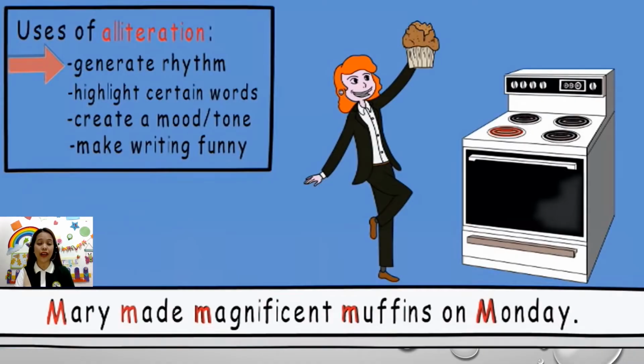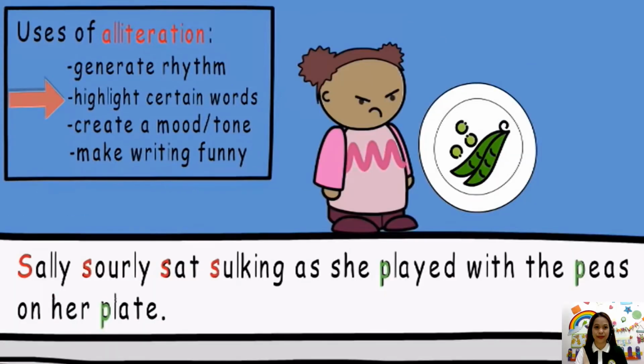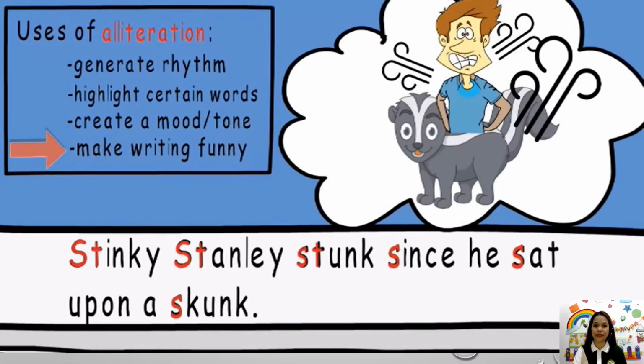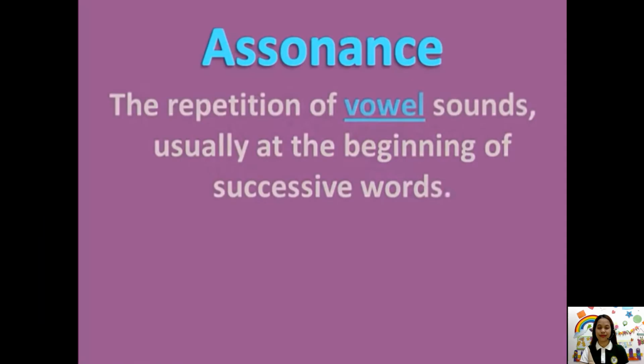So we have here the uses of alliteration. First is to generate rhythm. Second is to highlight certain words. Next is to create a mood or tone and make writing funny or more interesting. So those are the uses of alliteration in our literary works.